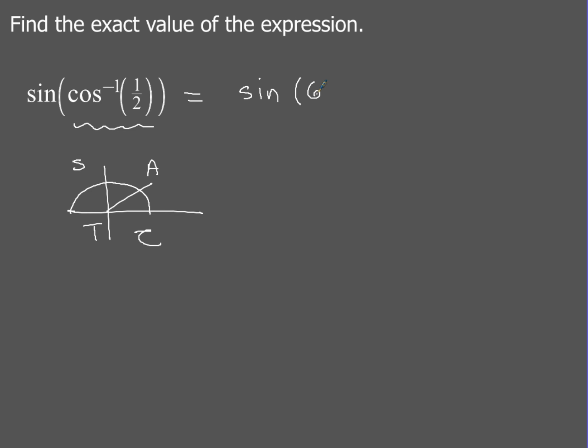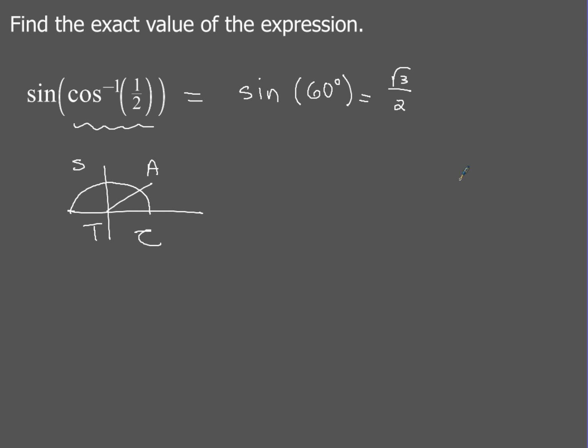Or pi over 3, depending on whether you're using degrees or radians. So if you're trying to find the sine of 60 degrees and you already have that memorized, you know that's square root of 3 over 2, you can actually think about that whole process that way. So either technique will work for this type of problem.